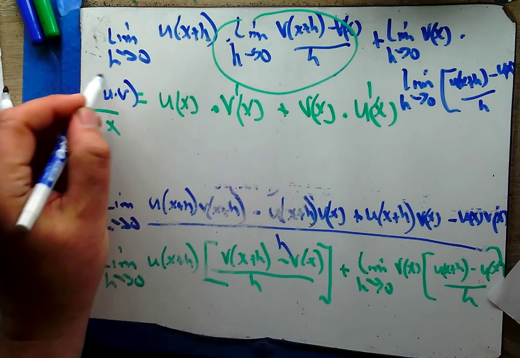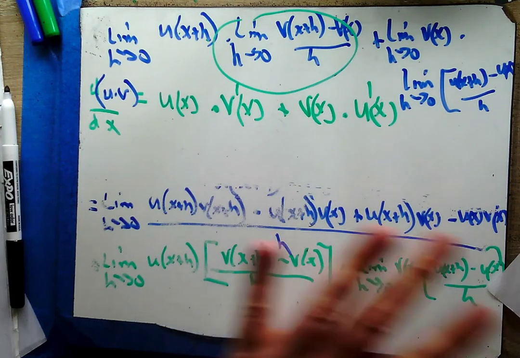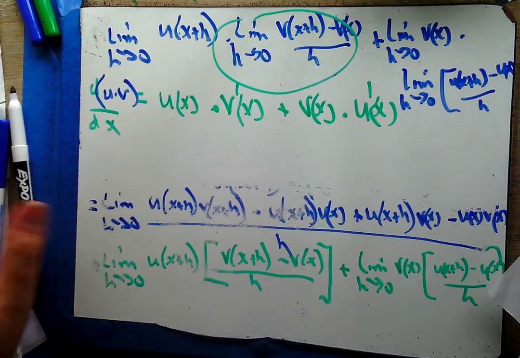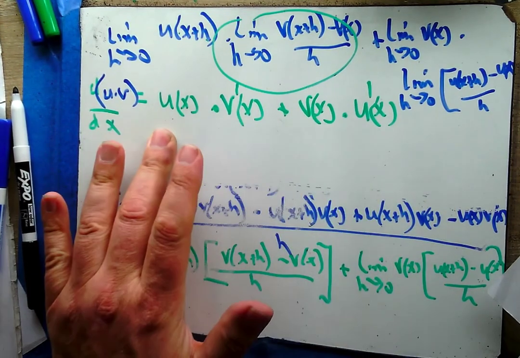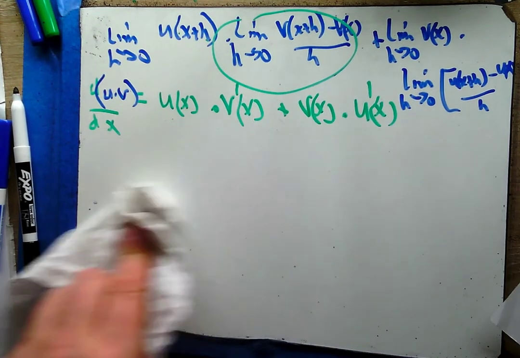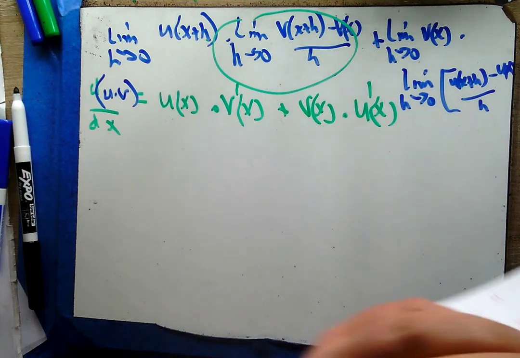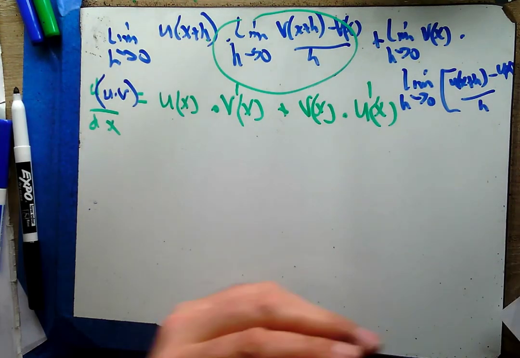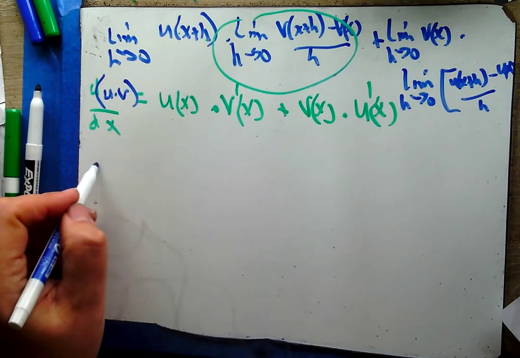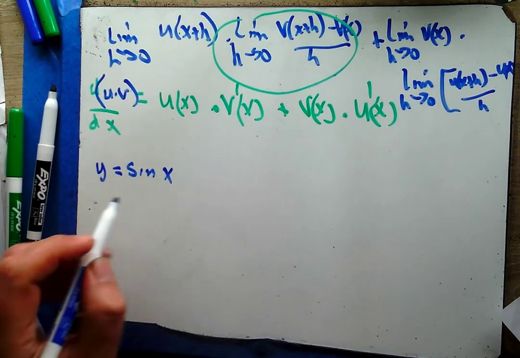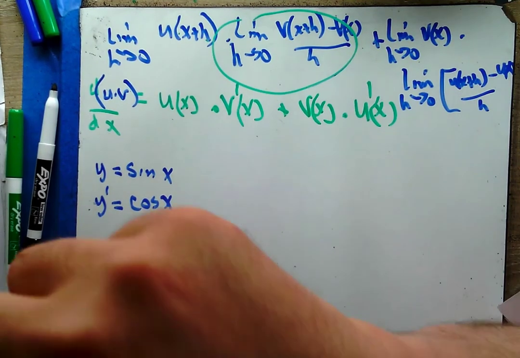U times v. Now, let's be clear about this. I do not want you doing all this limit definition of the derivative stuff. Instead, what I want you to do is memorize this rule. So when I have two functions being multiplied together, oh, and we saw in an earlier video that if y equals sine x, and we took the derivative of that, we got cosine x. Yeah? So let's use that fact now.